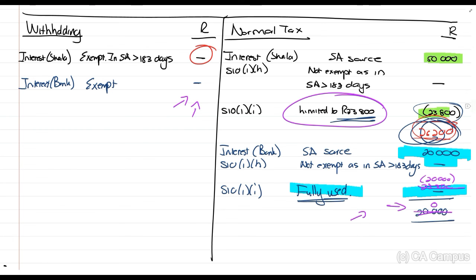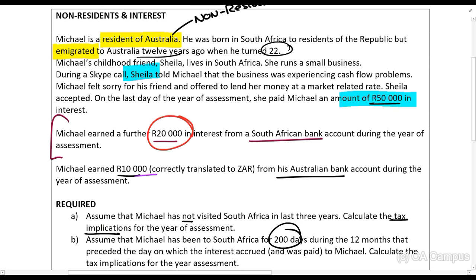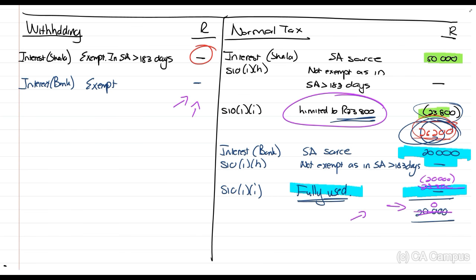Right, and then the last bit of this question, again, interest from Australia, guys. You just need to put it down. Interest, Australia, not South African source. And that is it. Non-residents and interest, a great place to score marks. Just follow a nice, steady thought process, guys. Go through the rules in the Act, and you can do it. Best of luck.